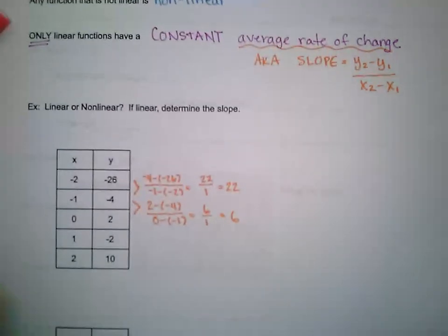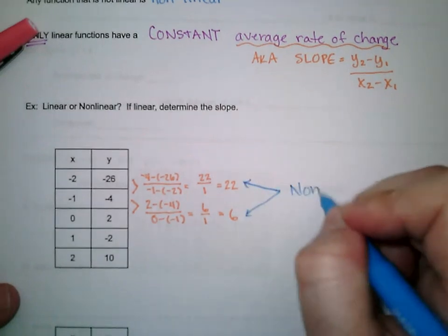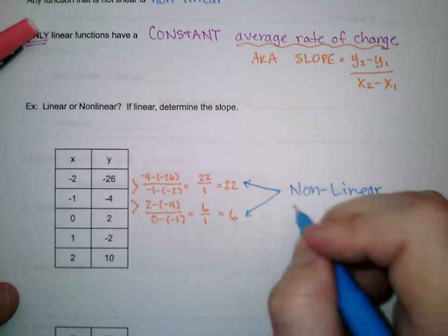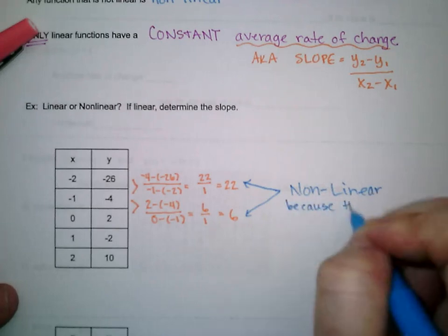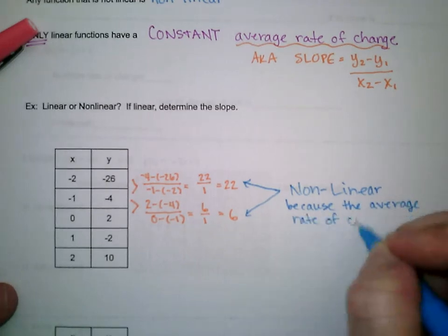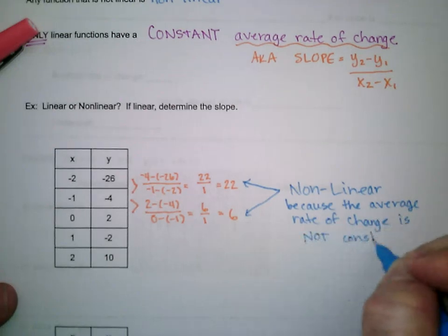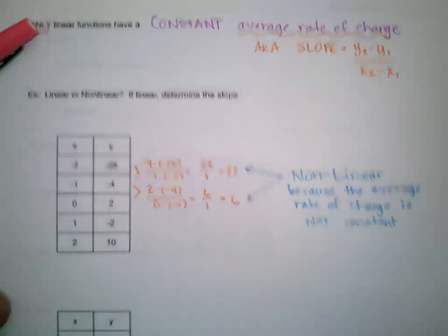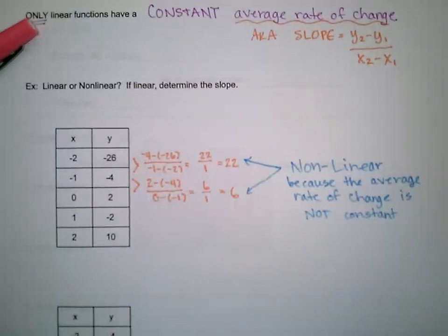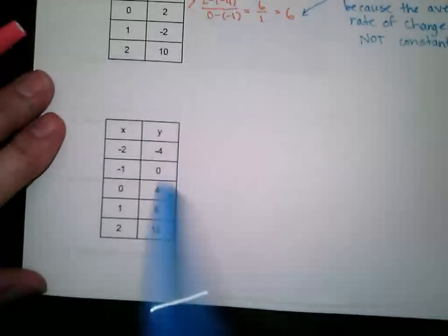Okay, so since the average rate of change is not constant, this is a non-linear function. So here, this is non-linear because the average rate of change is not constant. Average rate of change, remember, is just a fancy way of saying slope. So as soon as we get two that don't match, we can move on with our lives and say it's nonlinear. So let's check our next example here.